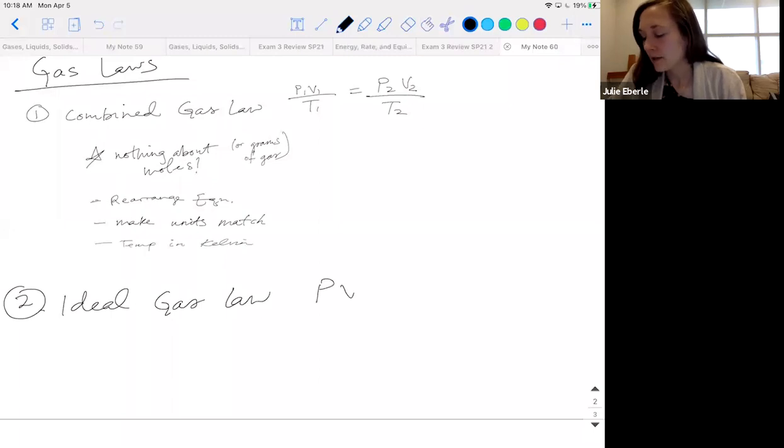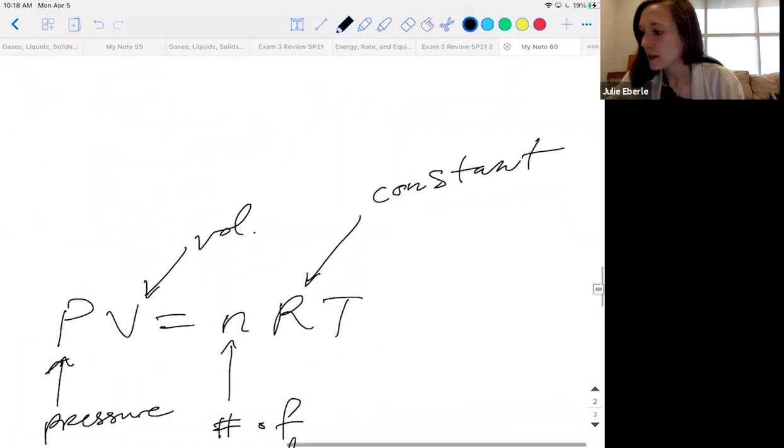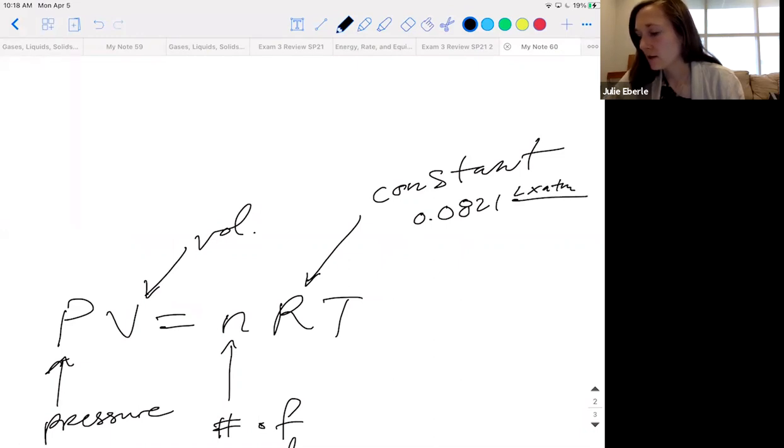This one is PV equals nRT. So this is your pressure term. This is volume. This is the number of moles of gas. This is your constant. Remember what that is? It is 0.0821, and the units, there's a lot of units here. It's liters times ATM over moles times Kelvin.